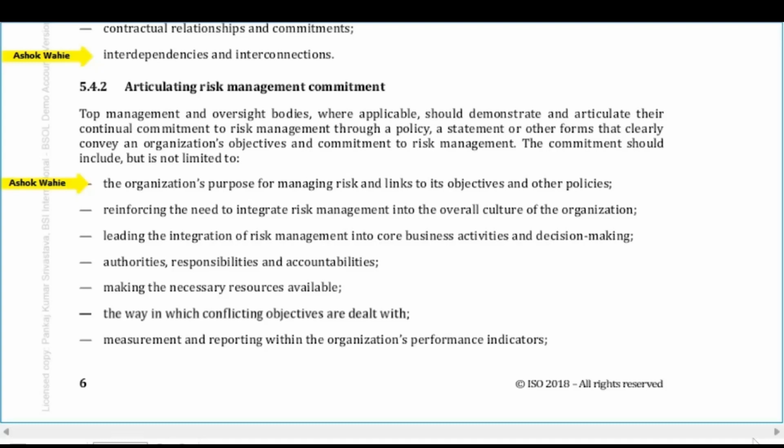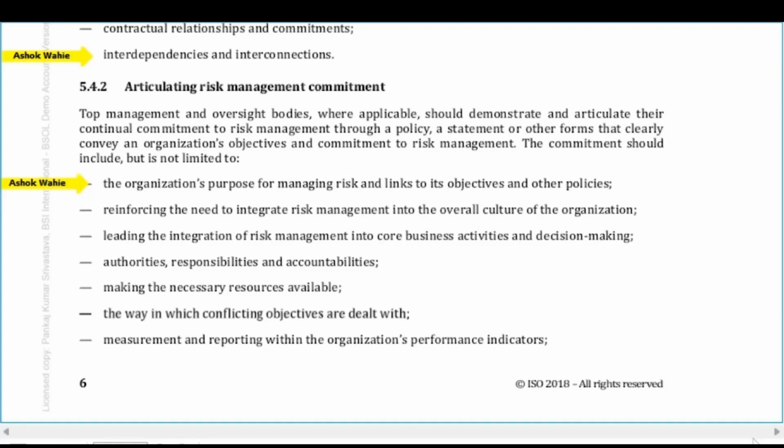That's the first thing. Then, does the policy include a commitment to reinforce the need to integrate risk management into the overall culture of the organization? So, what is your statement or commitment to ensure that everybody in the organization, principle of inclusiveness, principle of human factors and culture, how do you motivate people to contribute? How have you assigned roles and responsibilities? How do you take their views and perceptions into consideration when identifying risk or taking decisions?